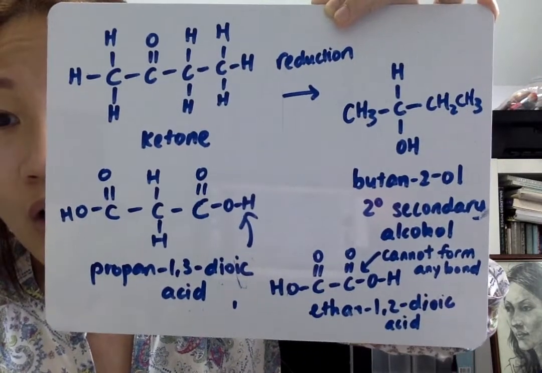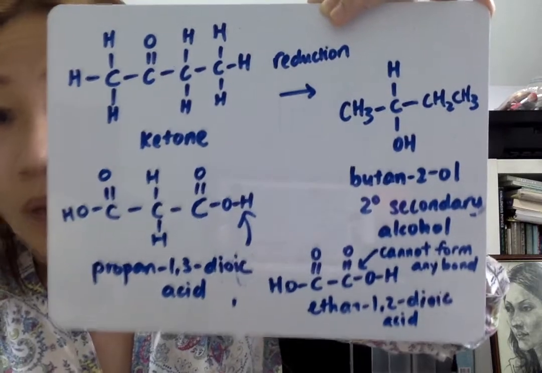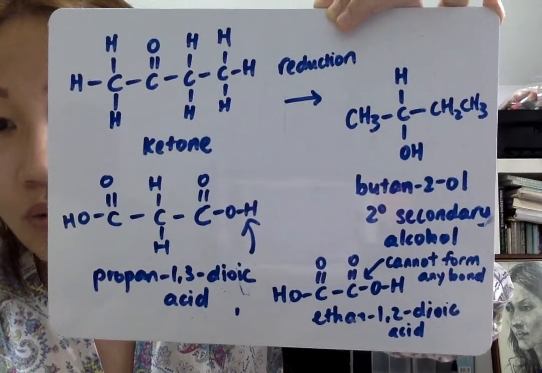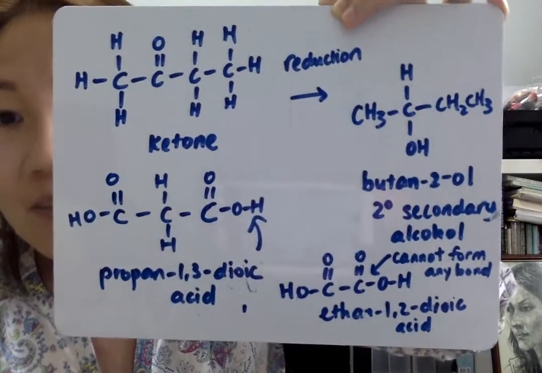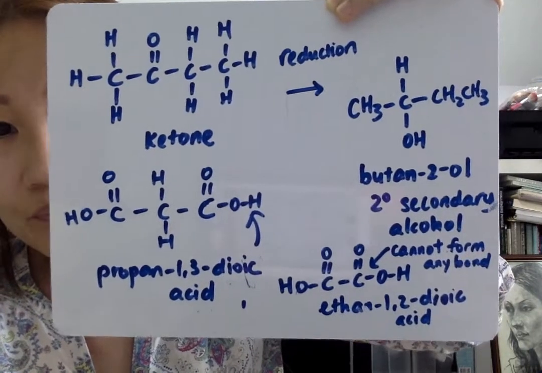Now a secondary alcohol oxidizes to form a ketone, that's the final product, whereas a primary alcohol oxidizes to form an aldehyde, and subsequent oxidation will yield carboxylic acid.